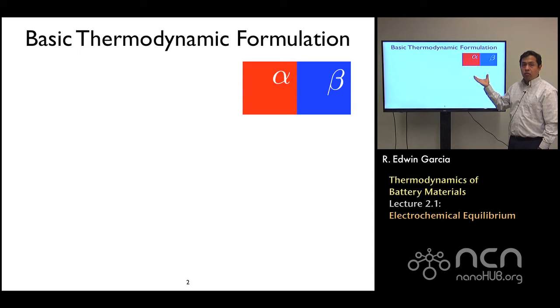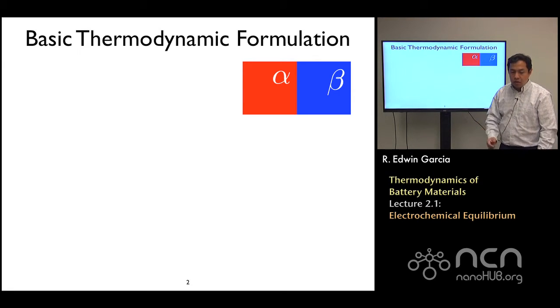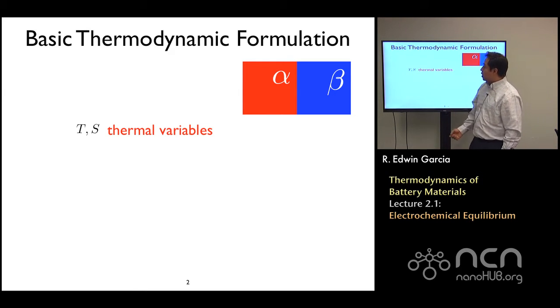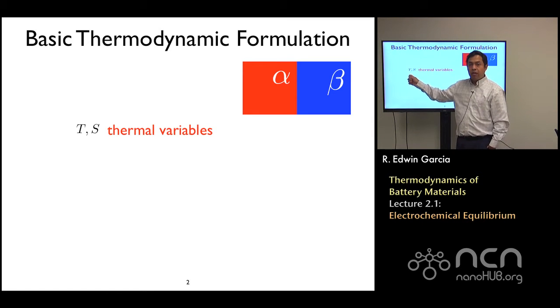In order for this material to be at equilibrium, they have to exchange energy between them, and the first type of energy that you can exchange between two phases is not necessarily the chemical or the electrical. The first one corresponds to the thermal energy. In order to describe it, we need to specify two thermodynamic variables: temperature, that is, the amount of hotness that the material has, and the entropy.